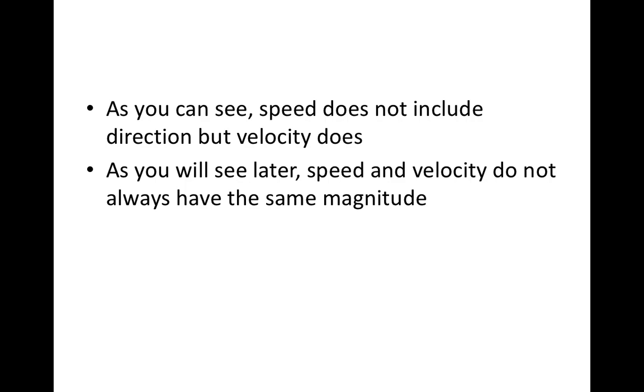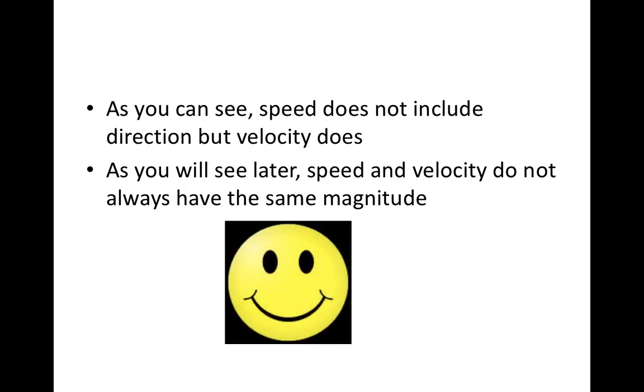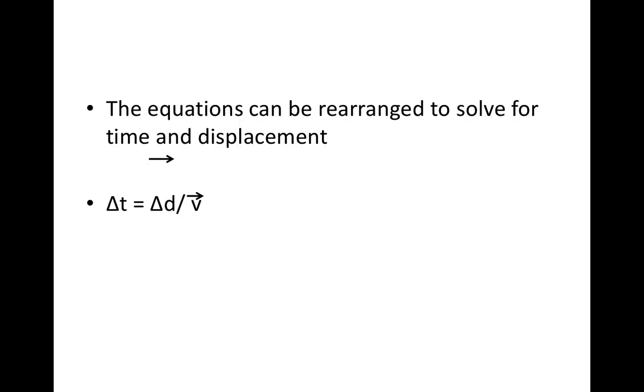So later, in this case, the magnitude of speed and velocity was the same. It was 4 meters per second, but in some cases, it will not be the same, and we will see examples of that later. The equations can be rearranged to solve for time and displacement. If you're solving for displacement, the equation becomes delta d equals v times delta t. Or if you're solving for time, it becomes delta t equals delta d over v.